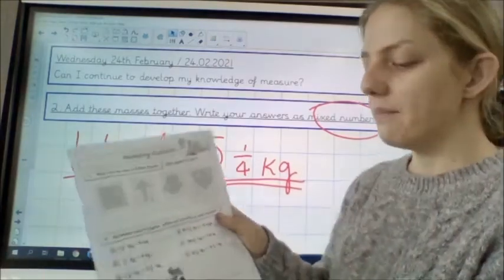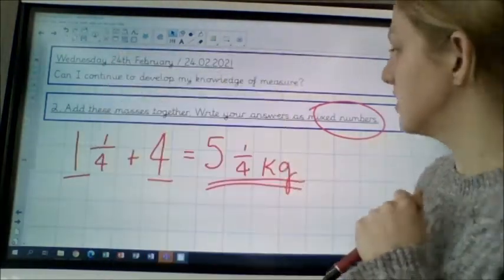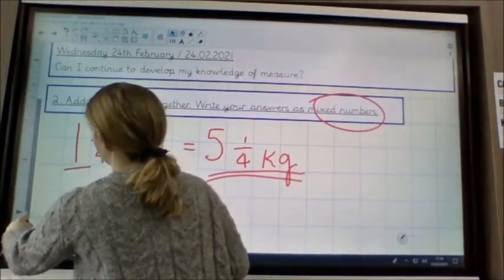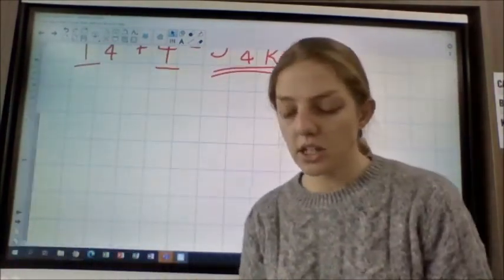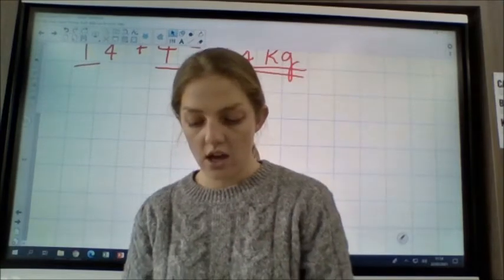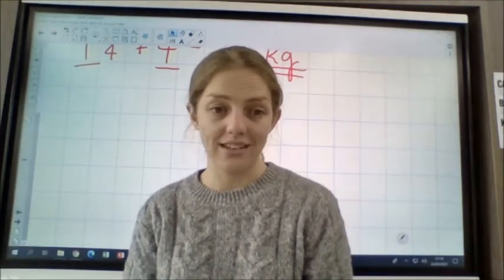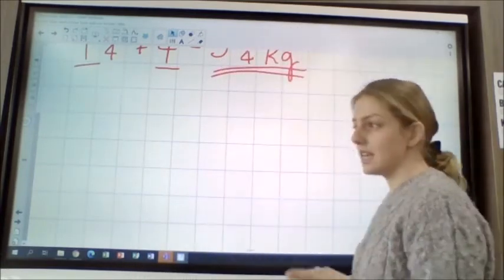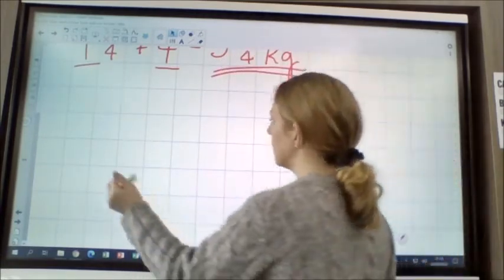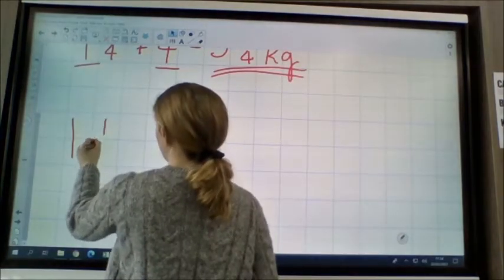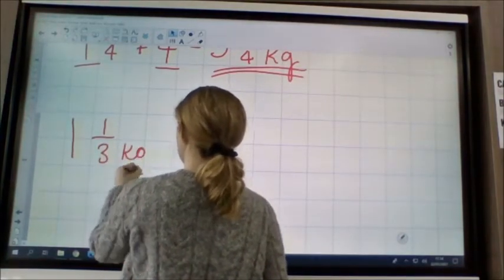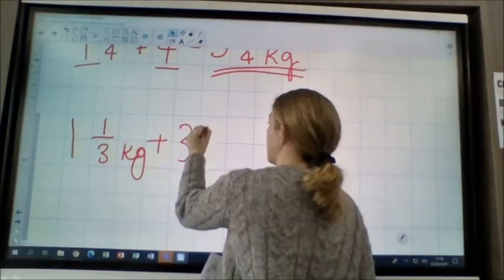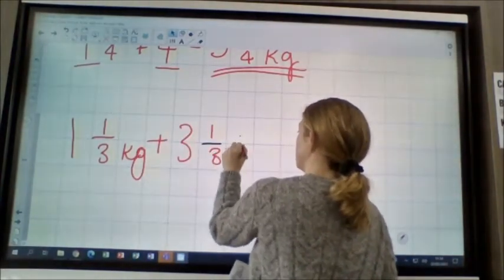Now, some of them have 2 fractions. So let's have a go then. Now, I remember you had to go at adding fractions together and taking them away before half term. So hopefully we're going to be pretty confident with this. So 1 1/3 kilograms add 3 1/3 kilograms.